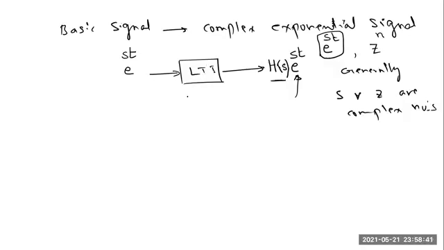Similarly, if this is a discrete time system and the input is a complex exponential represented by this form, what will be the output? The output will be the same exponential signal z raised to power n, multiplied with some function h. I will talk about what H of s and H of z are, but this is some factor.